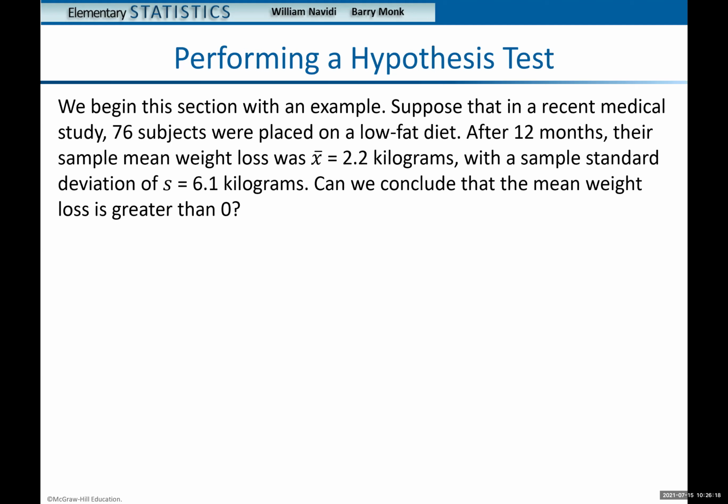So we begin this section with an example. Suppose that a recent medical study, 76 subjects were placed on a low-fat diet. After 12 months, their sample mean weight loss was 2.2 kilograms with a standard deviation of 6.1 kilograms. Can we conclude that the mean weight is greater than 0?